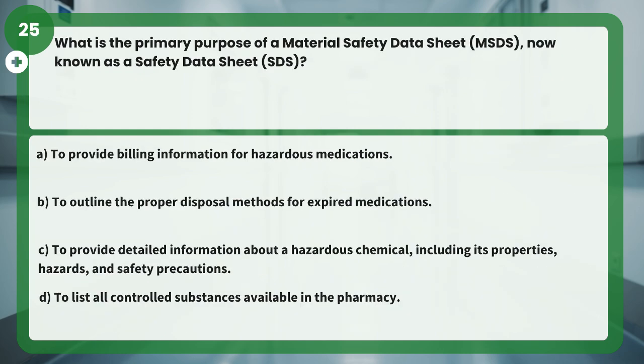Question 25. What is the primary purpose of a Material Safety Data Sheet, MSDS, now known as a Safety Data Sheet, SDS? A. To provide billing information for hazardous medications. B. To outline the proper disposal methods for expired medications. C. To provide detailed information about a hazardous chemical, including its properties, hazards, and safety precautions. D. To list all controlled substances available in the pharmacy.